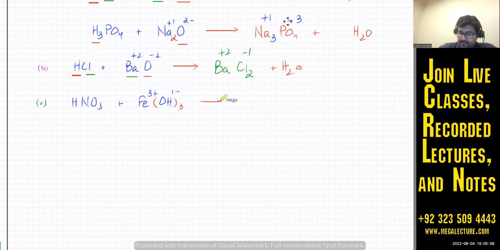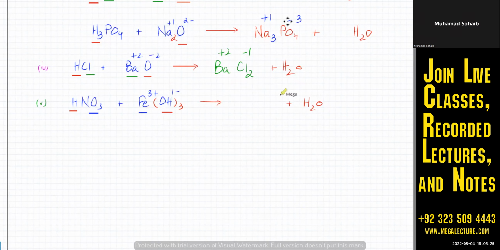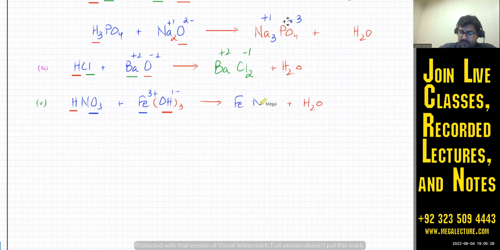So what do we do with this? The H and the OH will combine to form water, right? So they'll combine to form H2O. What is the salt that's going to be produced? The salt is going to be iron nitrate. FeNO3. Fe and NO3, right? They'll combine to form the salt. Fe is +3 and NO3 is -1. So it's going to be Fe(NO3)3. Okay, that's it. So you get your salt. That's the first equation. Now the rest of the reactions are also going to be very similar.